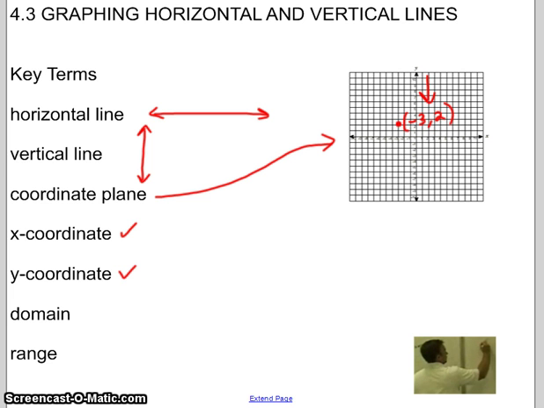Domain and range, we're not going to get too much into detail with domain. Domain is technically your x values, all your x values for your line or whatever you have. The range is all the possible y values, so how far left and right you go, how far up and down you go.